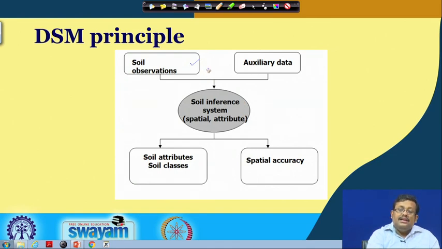Now, once we get the legacy soil data, then we will use the auxiliary data, because we think that these auxiliary data also represent different factors of soil formation, and all these auxiliary variables are also helpful for depicting the different soil forming factors and different processes which occur for that particular soil formation.